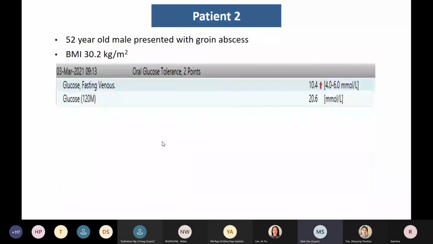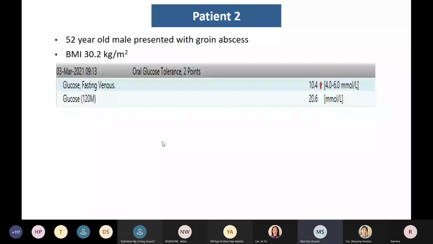Let's move on to patient 2. Patient 2 is a 52-year-old male who presented with a groin abscess. This patient has a BMI or body mass index of 30.2 kilograms per meter squared. For patients who present with abscesses or infections, we usually would proceed and order an oral glucose tolerance test to assess whether the patient has underlying diabetes or not.